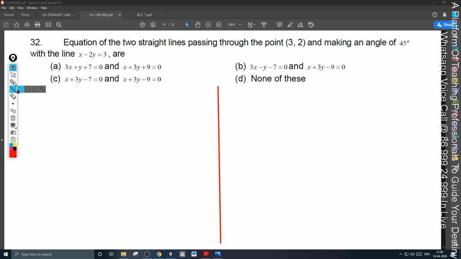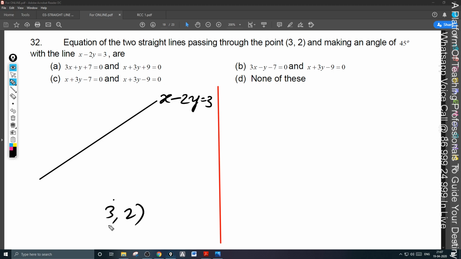What is the data given? A line is there. Equation of two straight lines passing through the point 3, 2 and making an angle 45 degrees with a line. The line is given to be x minus 2y is equal to 3. And you have to find out the equation of that line which makes an angle 45 degrees with this line, and it is given to be passing through the point 3, 2.